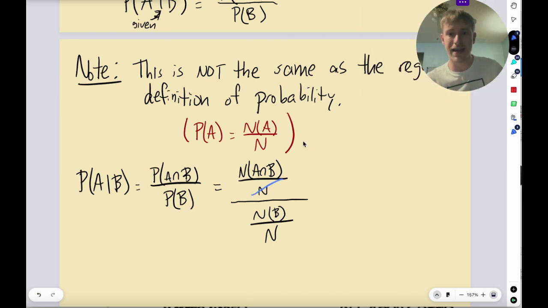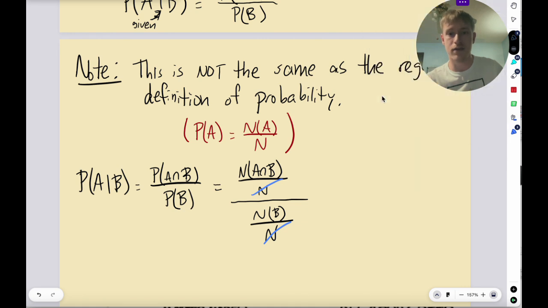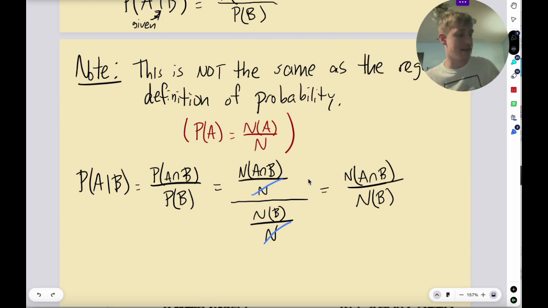Okay, but then these cancel, and we're left with this somewhat odd interpretation that the probability of A given B is the number of ways that A and B can occur divided by the total number of ways that just B can occur. So clearly this is not the same as this, but if we kind of treat it as the same, then we get a lot of interesting properties.